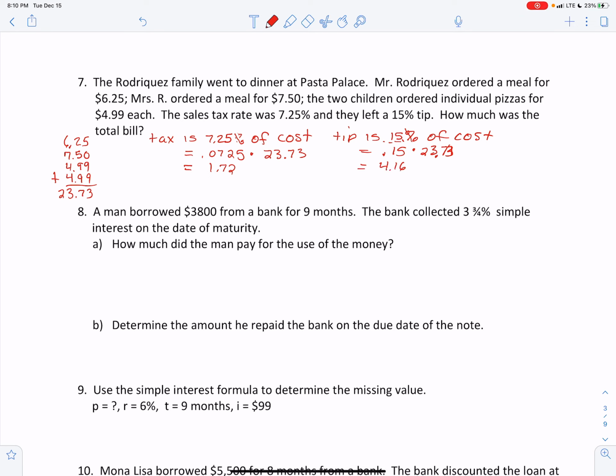So the total bill was the cost of the meal plus the tax plus the tip. So I get $29.61.